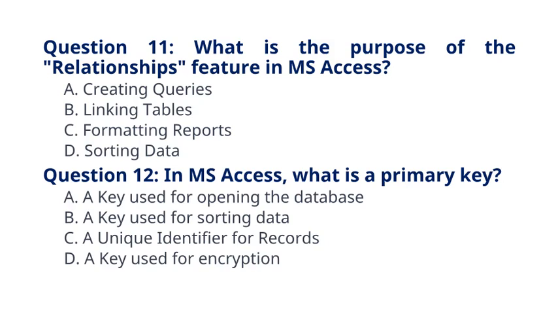Question 12. In MS Access, what is a primary key? A. A key used for opening the database. B. A key used for sorting data.